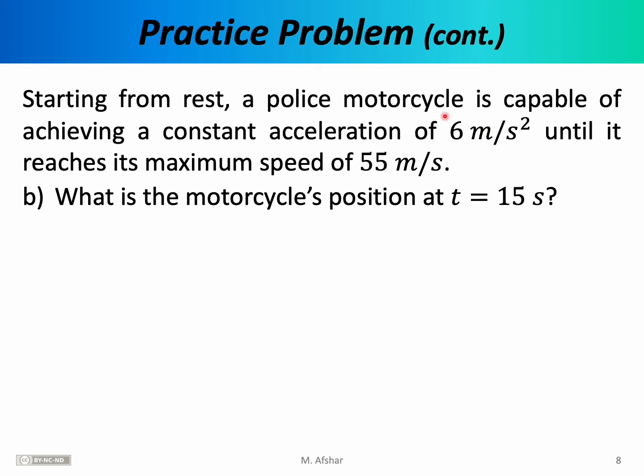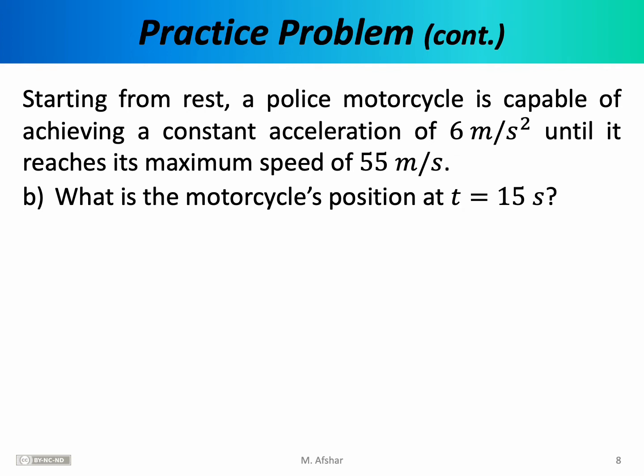This police motorcycle has an acceleration of 6 meters per second squared, but it doesn't have that acceleration up until 15 seconds. It has an acceleration of 6 up until about 9 seconds. That's when it maxes out, right? We found that on the previous slide. After 9 seconds, the police motorcycle travels at a constant speed. When something travels at a constant speed, its acceleration is going to be 0.